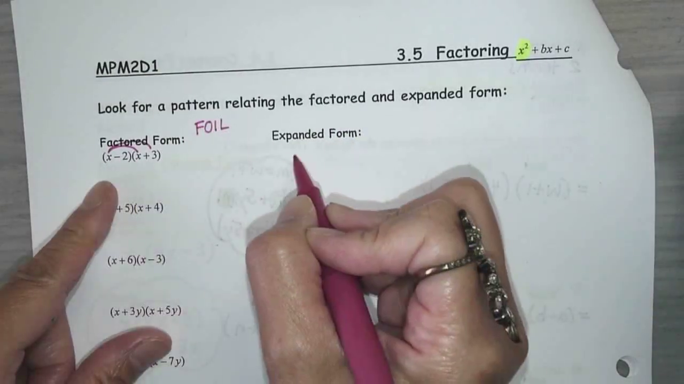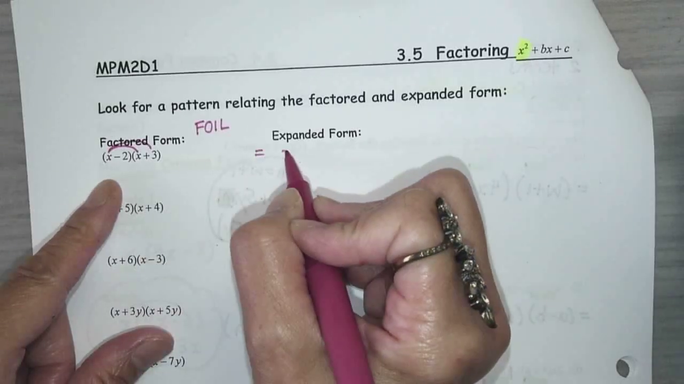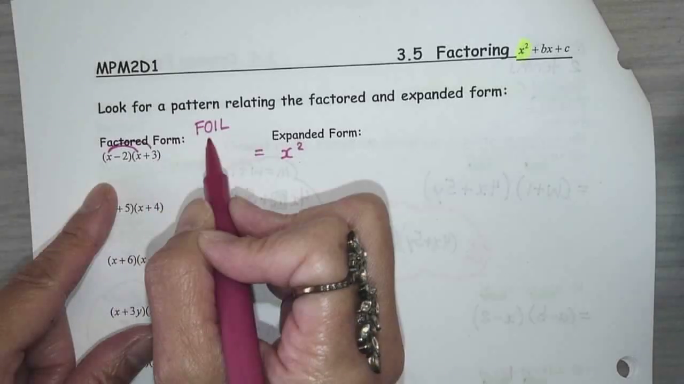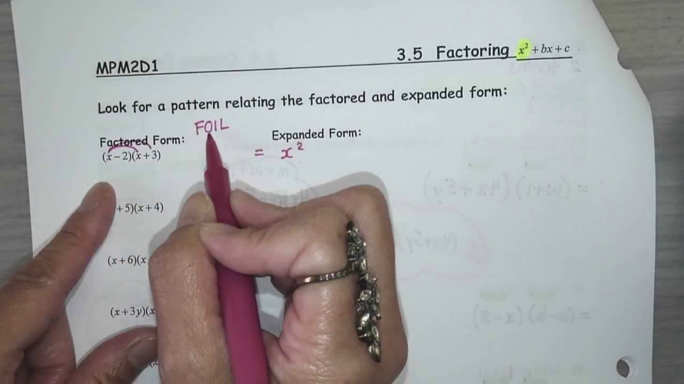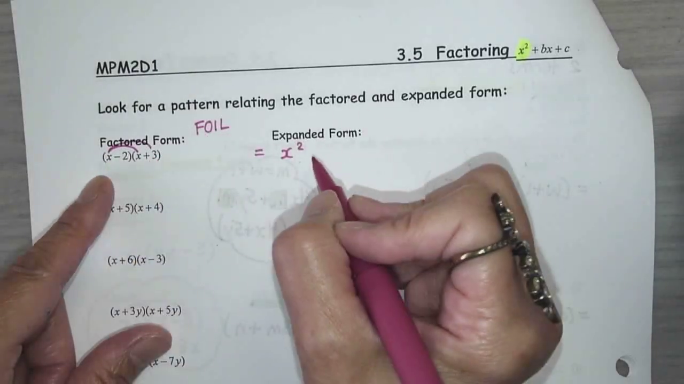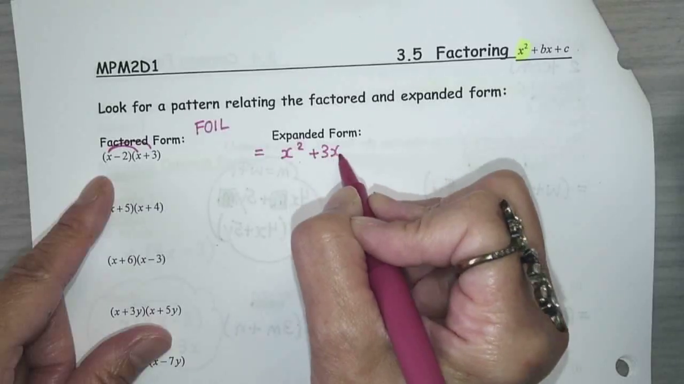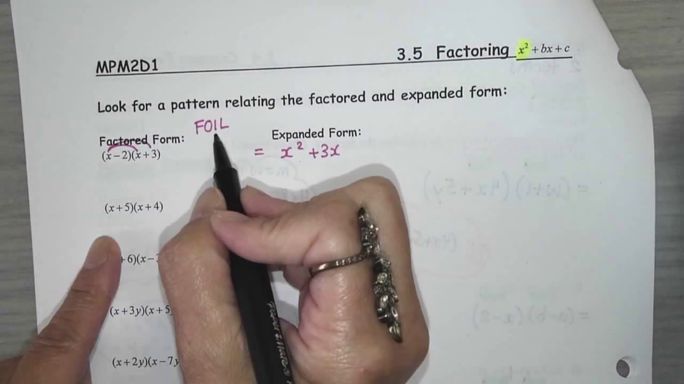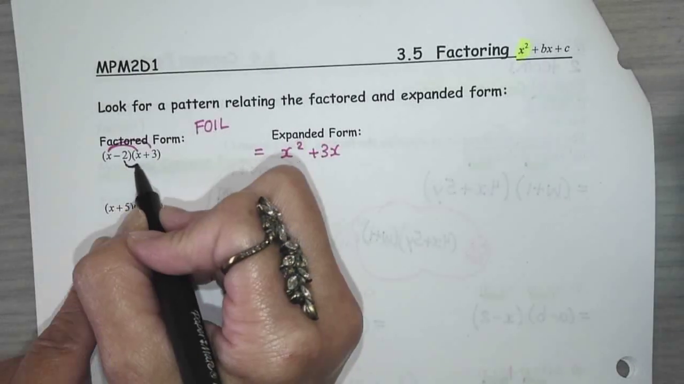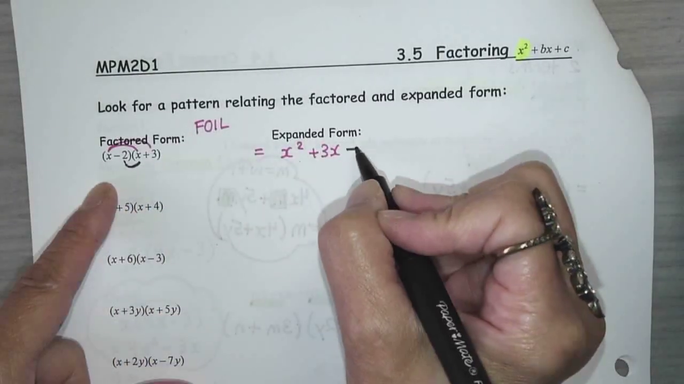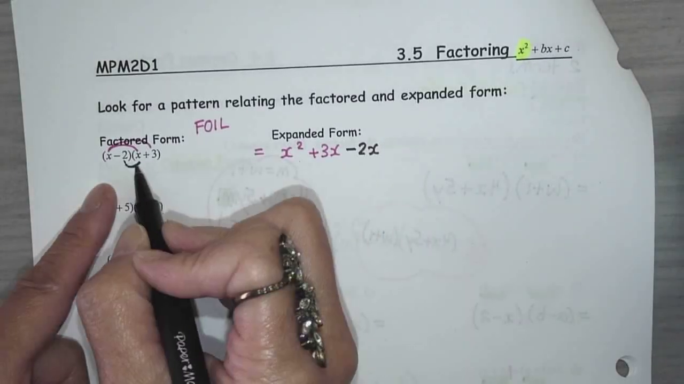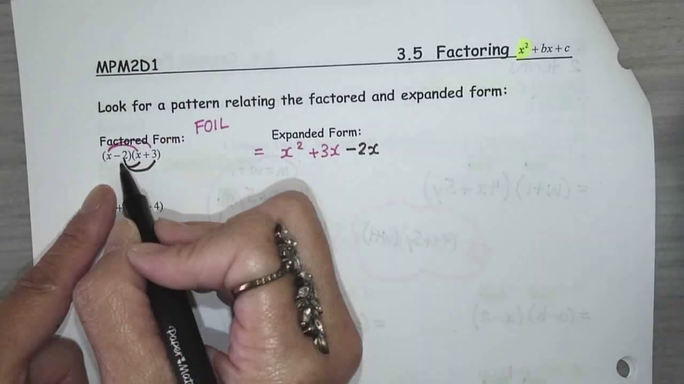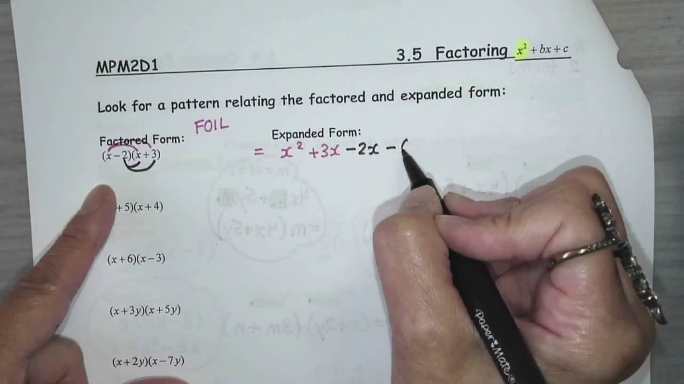First times first, which would get me x squared. Then the outside with the outside would get me 3x. And then you would do the two inside ones, so I stands for inside. That would get me the negative 2x. And then the last one with the last one, so that would be negative 2 times 3, so negative 6.